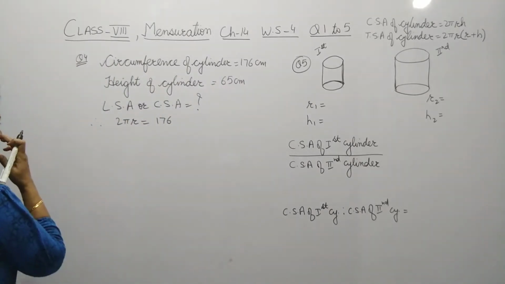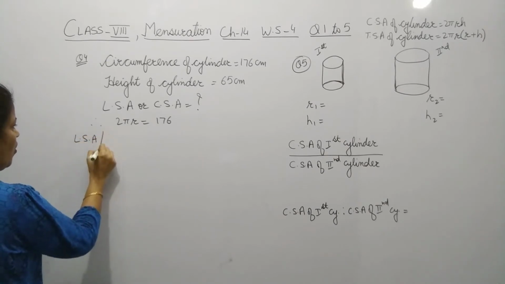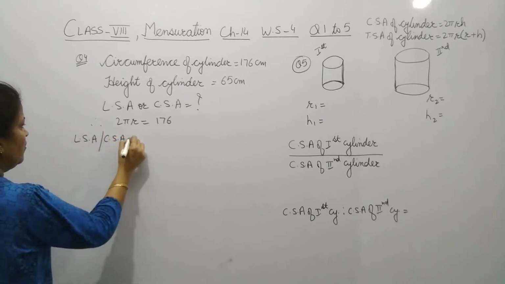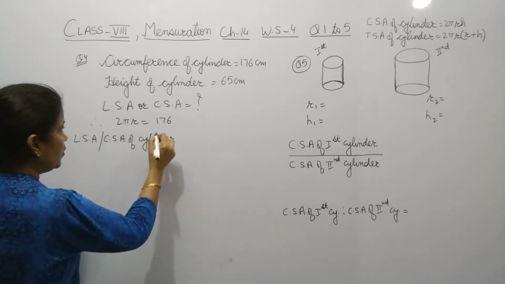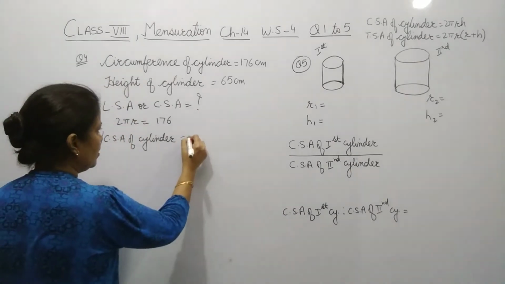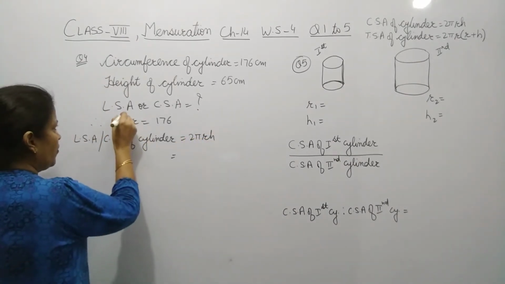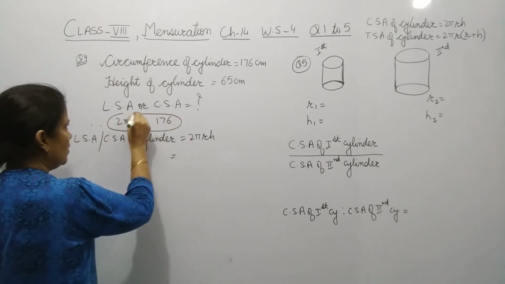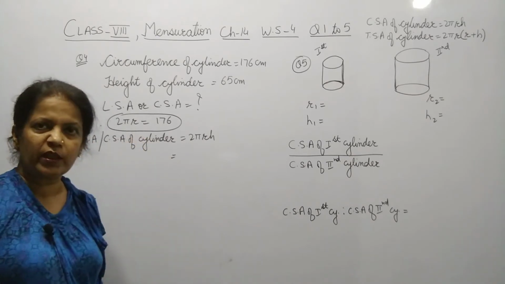Now we have to find out lateral surface area, or curved surface area, of the cylinder. What is the formula? Lateral surface area is 2 pi r h. Now see, from here the 2 pi r value is already given as 176.